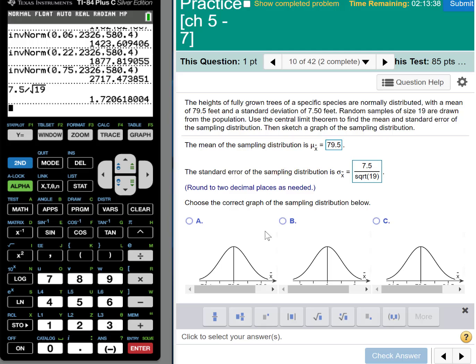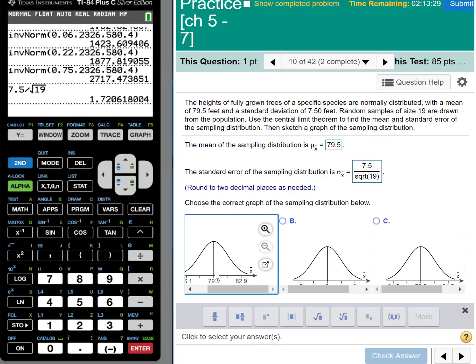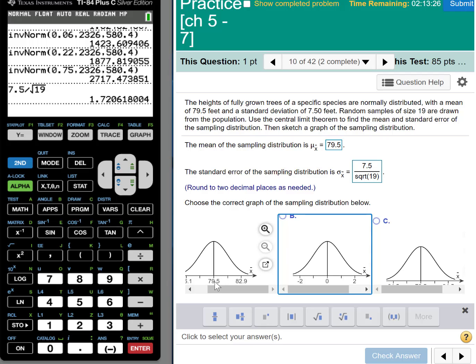Choose the correct graph of the sampling distribution. So let's see which graph will resemble the sampling distribution here. Is it this graph? The mean is 79.5. Look, it can't be this one because the mean is 0 here. So it's either this one. Let me see what this graph here, 79.5. Okay, but the standard deviation 7.5 divided by the square root of 19 is about 2. So if you move from the mean to the end, you should move 3 standard deviations, about 6. And look here, I have 79.5, it moves to 82.5, it's not a 6, so it can't be this one.